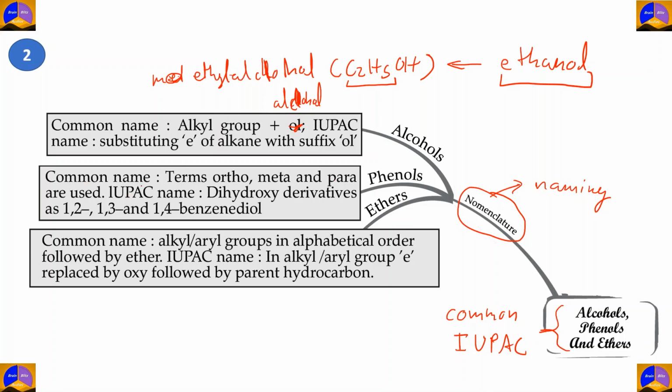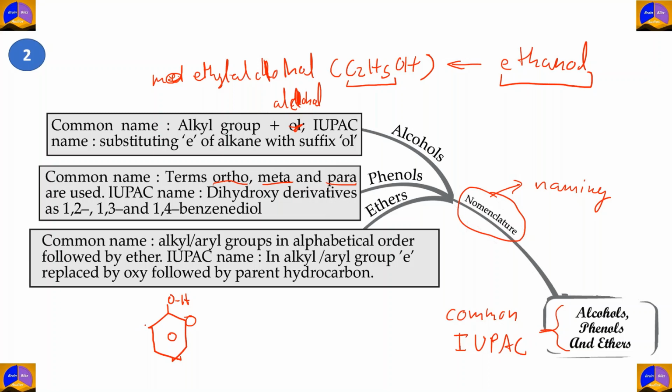In common names, terms such as ortho, meta, and para are used. In IUPAC names, the dihydroxy derivatives such as 1,2, 1,3, and 1,4 benzenediol are used. Now, what does this mean? Suppose I have a phenol present here. This is the basic phenol, and it's the same for both the common name as well as the IUPAC name. Both names use the term phenol for the same compound.